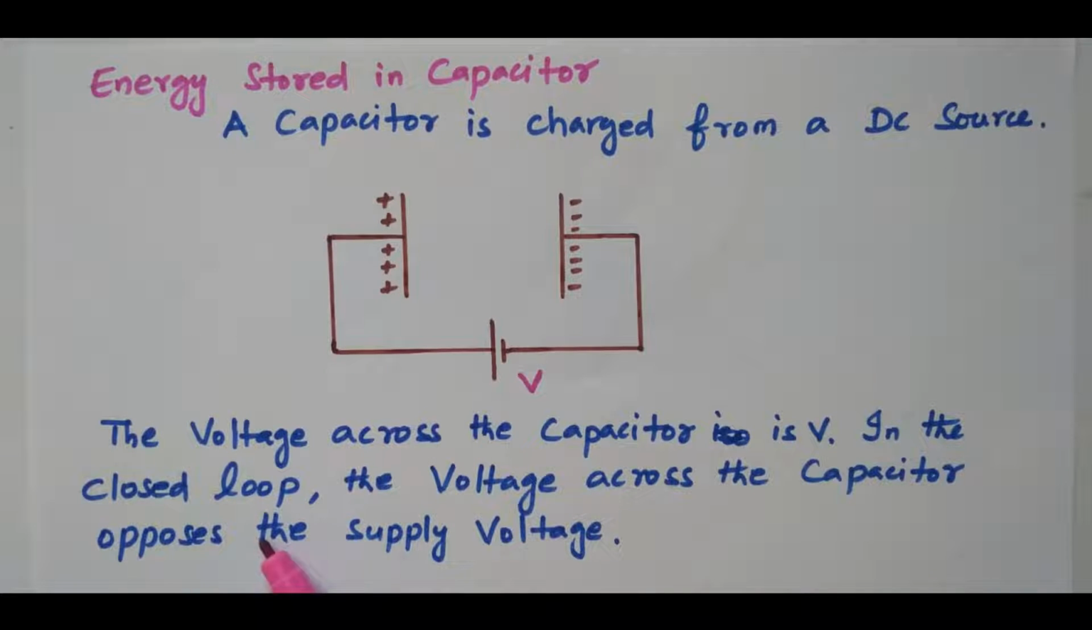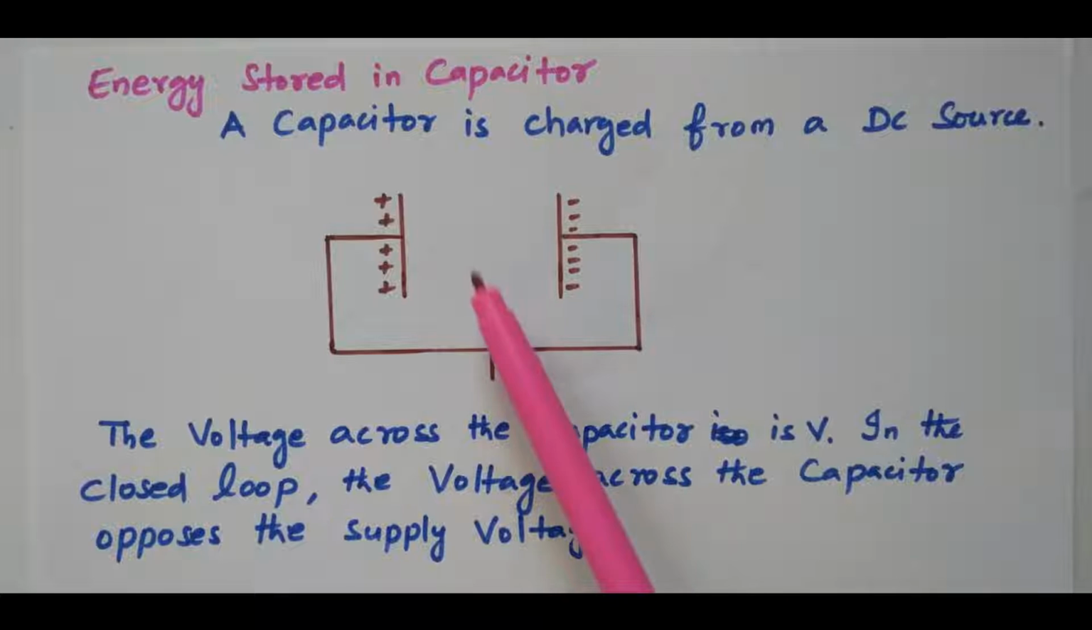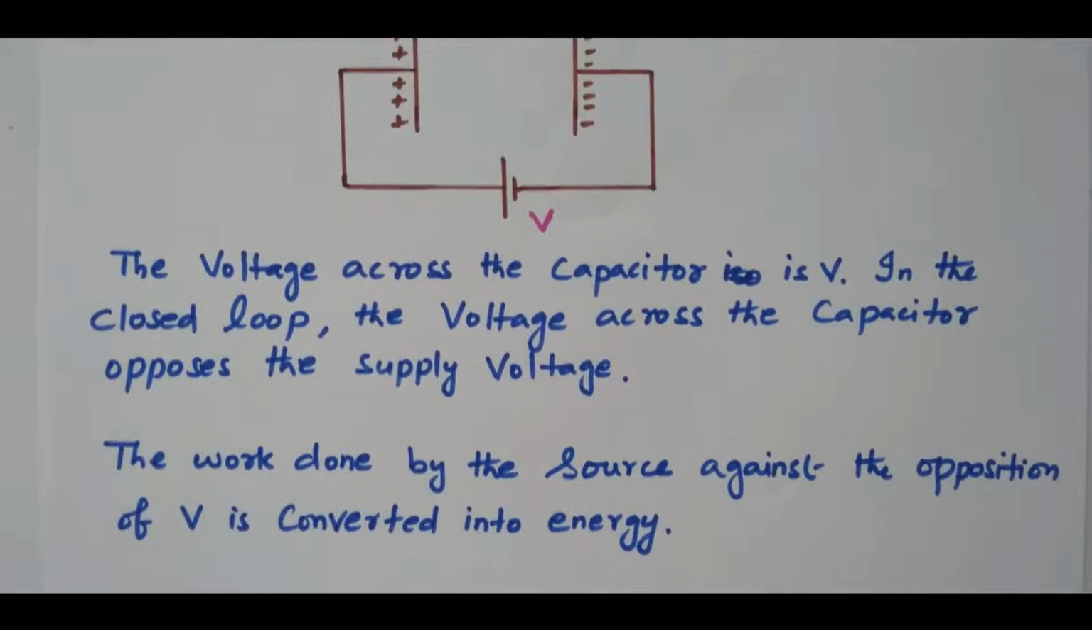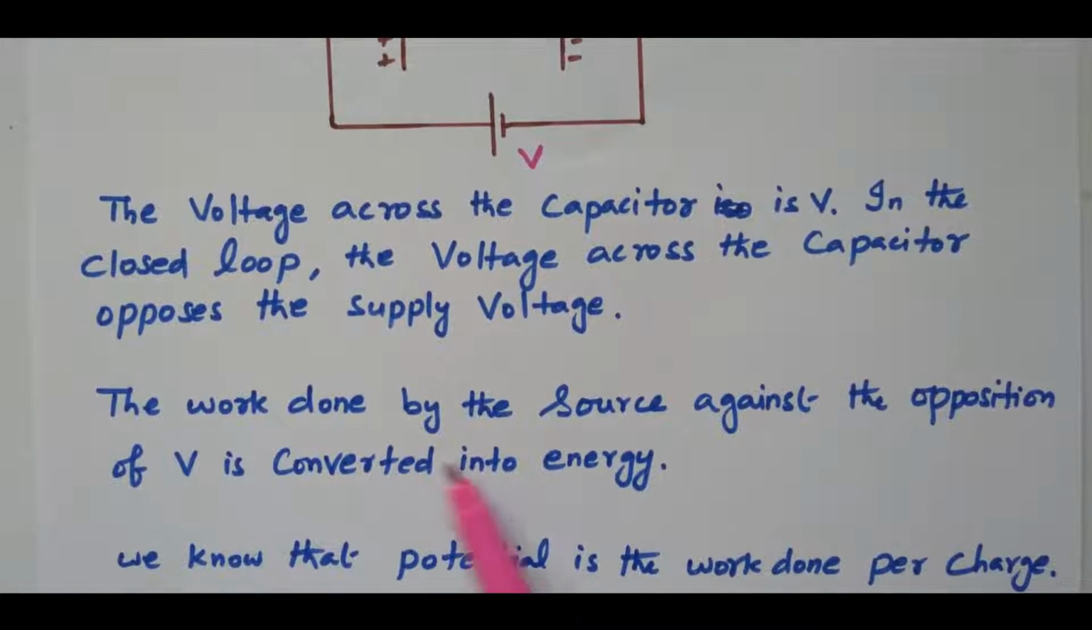In the closed loop, the voltage across the capacitor will oppose the supply voltage. So we are giving the supply voltage V so that the voltage is developed across the plates. That voltage will oppose the supply voltage. Right? The voltage across the capacitor parallel plate will oppose the supply voltage. The work done by the source against the opposition of V is converted into energy. So there is an opposition between parallel plate voltage and supply voltage. So that will now be converted into energy.